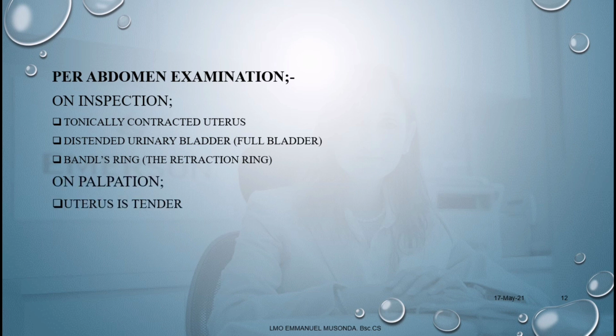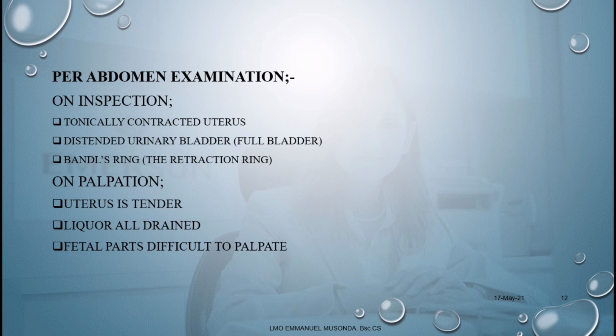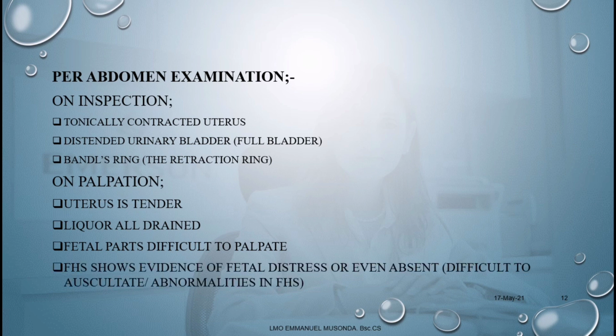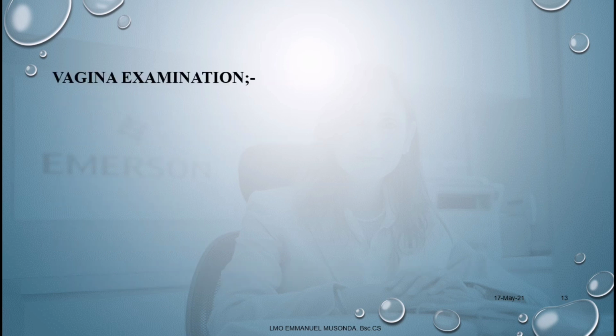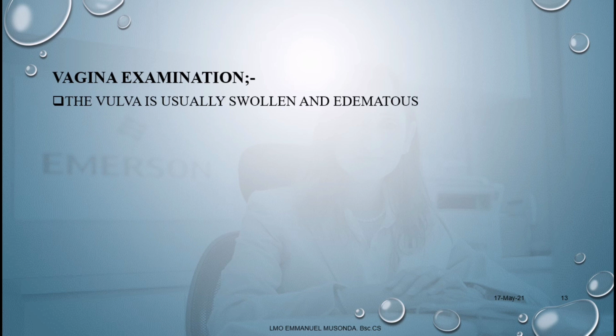Then on palpation, the uterus is going to be tender. Then the liquor is going to be odorous. Then the fetal parts will be difficult to palpate. Then the fetal ultrasound shows evidence of fetal distress, or the fetal heart is even absent, difficult to auscultate, or there are abnormalities in the fetal outlet. Okay. Then on vaginal examination, the vulva is usually swollen and edematous.